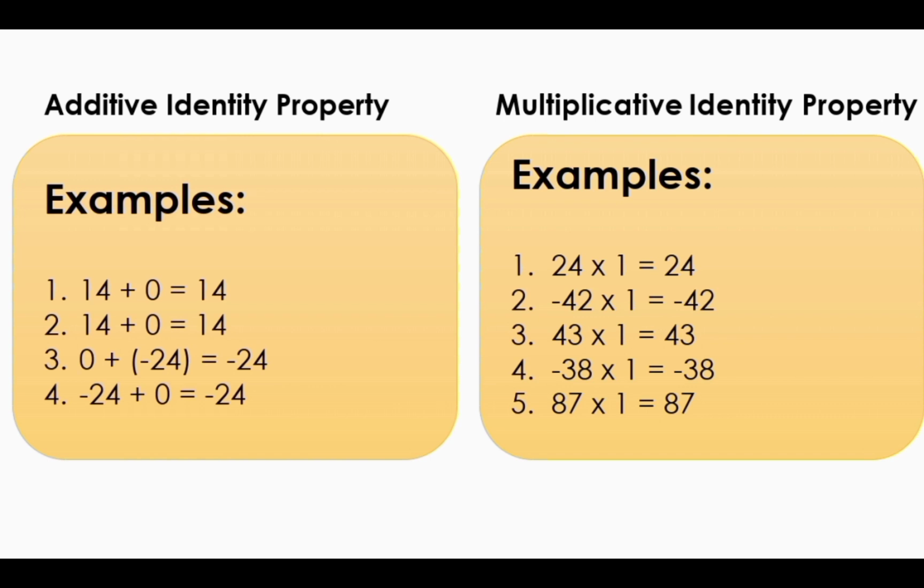Examples. 24 times 1 is equal to 24. Negative 42 times 1 is equal to negative 42. 43 times 1 is equal to 43. Negative 38 times 1 is equal to negative 38. 87 times 1 is equal to 87. 1 is the multiplicative identity.